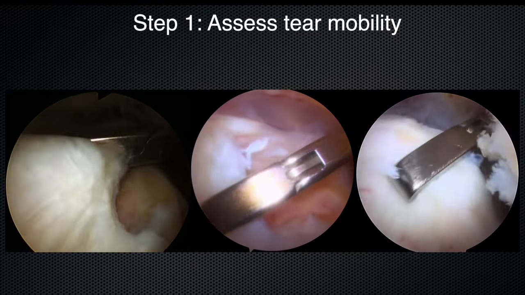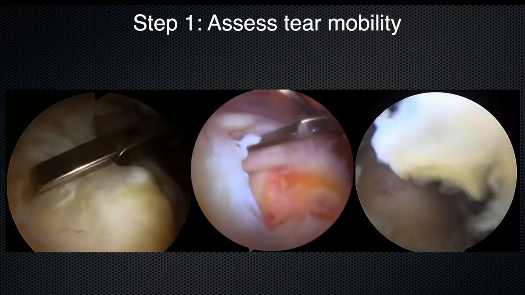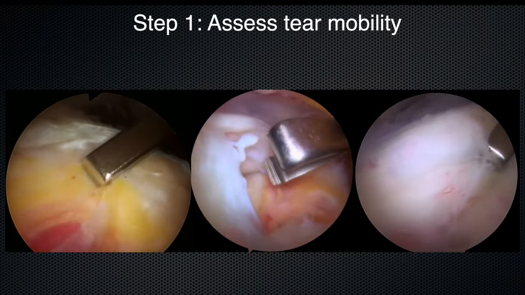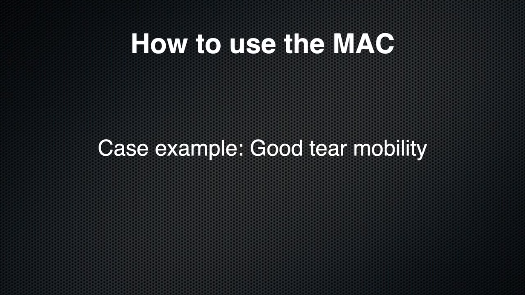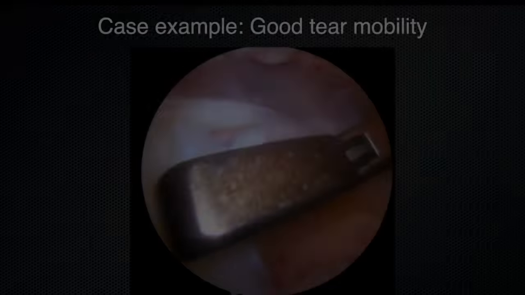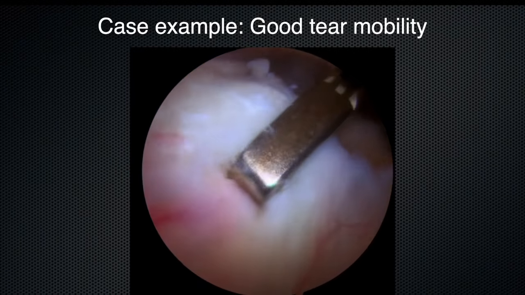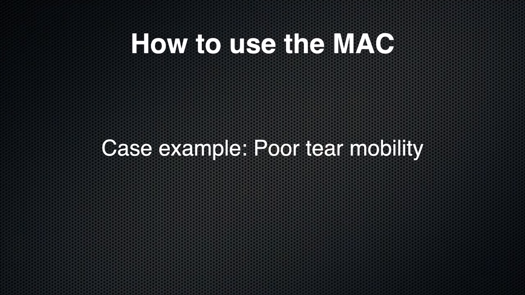This is done using a tendon grasper from the anterolateral or lateral portal. Here is an example of a tear with good mobility. Here is an example of a tear with poor mobility.